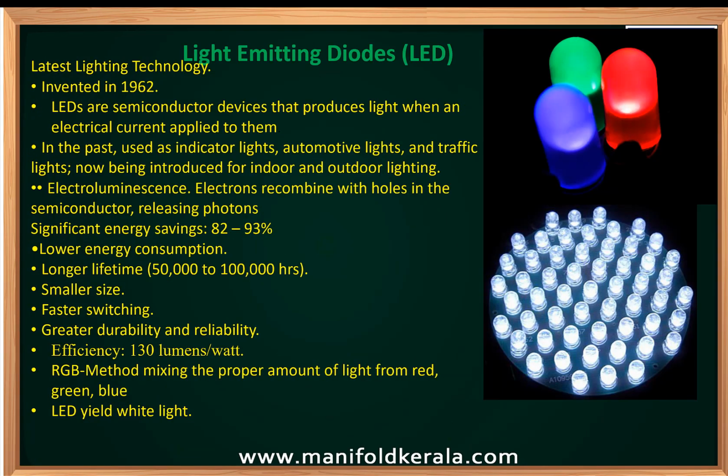Understand? The most popular types of luminaires, the fastest growing lights, are LED lights. Invented in 1962, LEDs are semiconductor devices that produce light when an electric current is applied to them. Understand? They directly convert electrical energy into light. In the past, they were used as indicator lights, automotive lights and traffic lights. Now they are used for most indoor and outdoor applications.